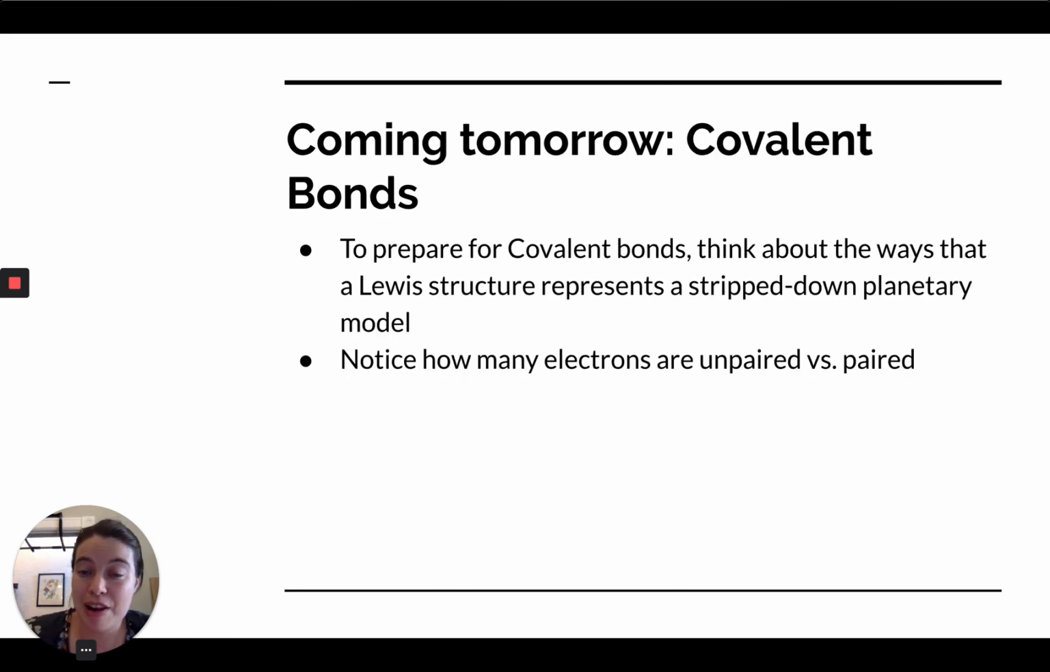So as we prepare for covalent bonding, I want you to think about Lewis structures and planetary models and how a Lewis structure is like a planetary model. And every time you draw a Lewis structure, I want you to notice the paired versus unpaired electrons. Because when you start looking at those Lewis structures, every single one of those unpaired electrons is capable of forming a bond. And that's going to be how we build these big, complicated molecules.